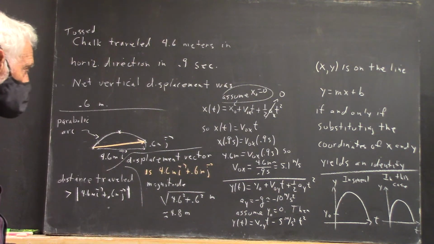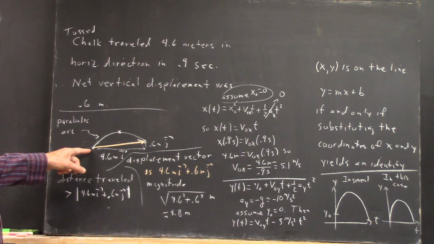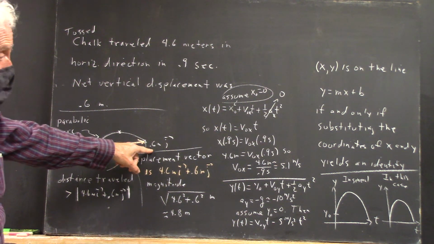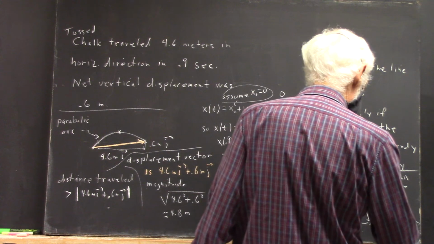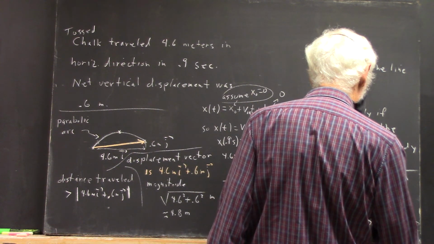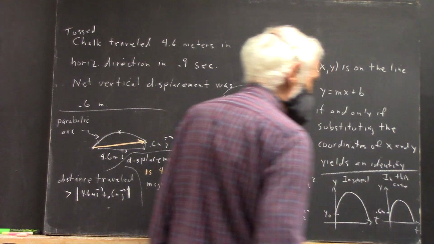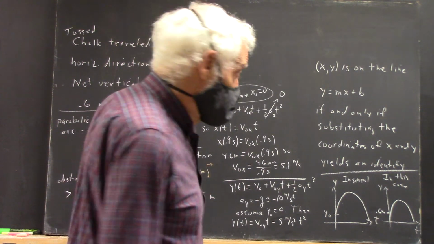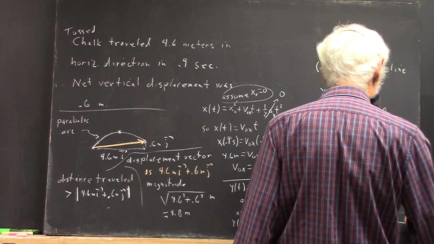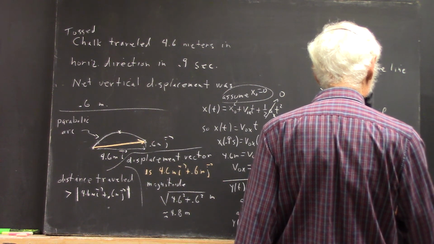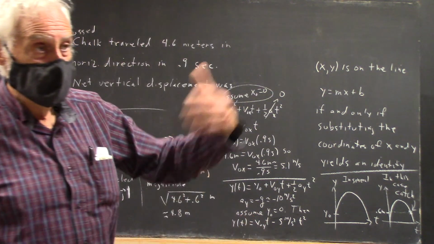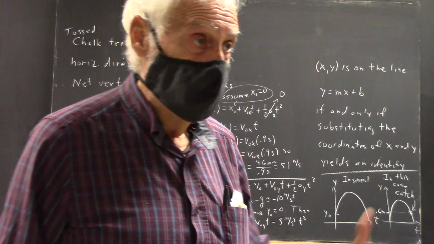Well, what you know then is that y starts here and ends at 0.6 meters, right? So if this is 0.6 meters, then the catch occurs at this point on the graph of y versus t, right?